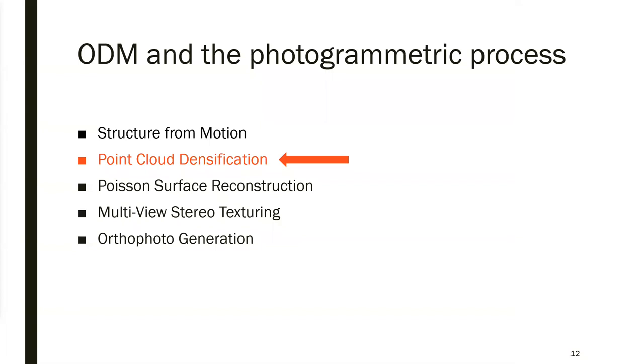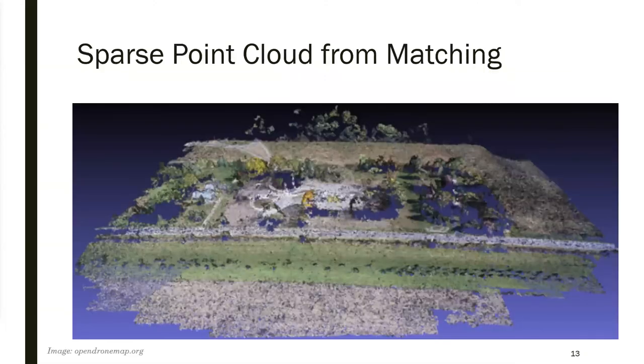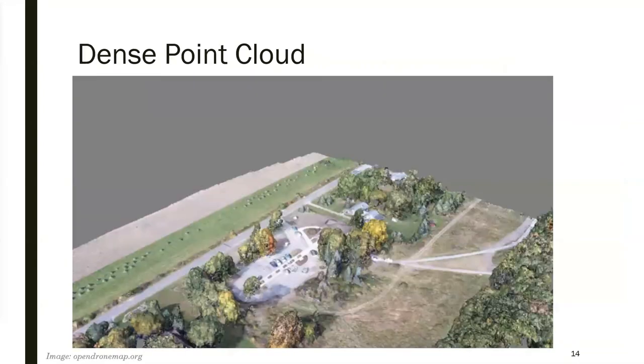That's what happens early on. The next step is point cloud densification. So after a few common points have been identified, that produces a sparse point cloud. Those calculations and positions are all used to figure out more precisely where the cameras are. And then it goes through and recalculates everything and comes up with a dense point cloud.